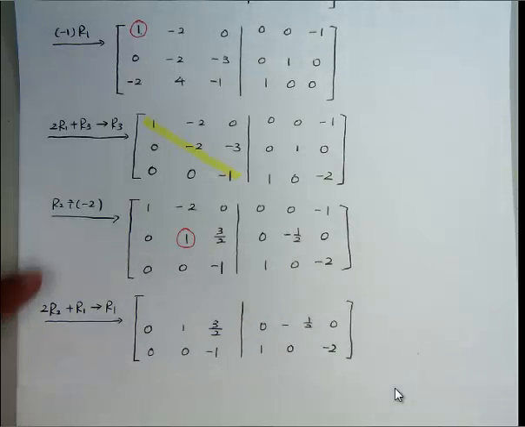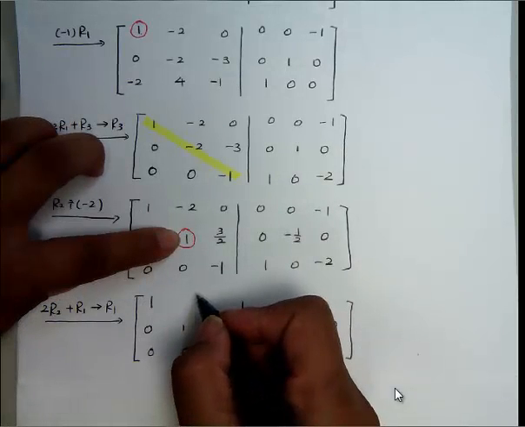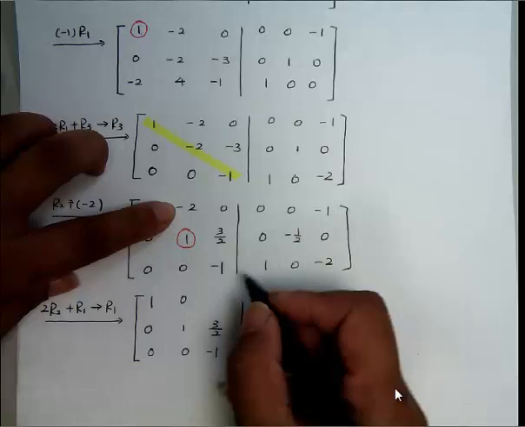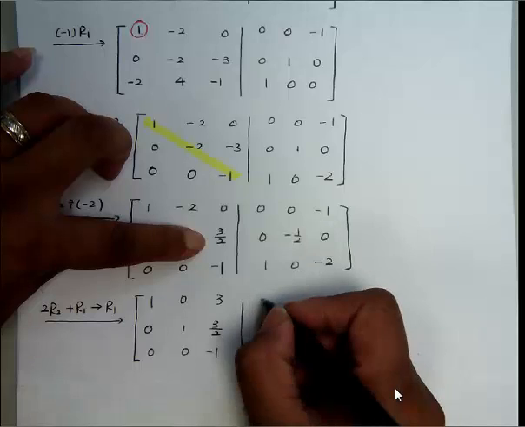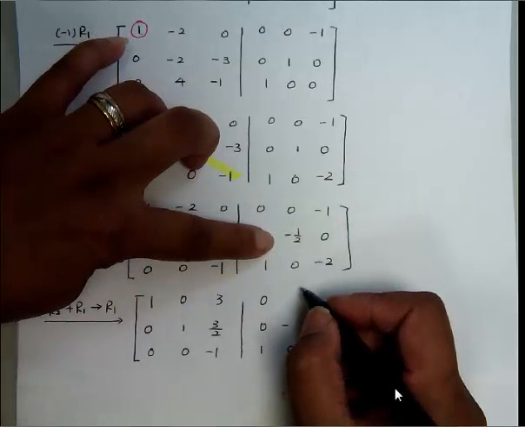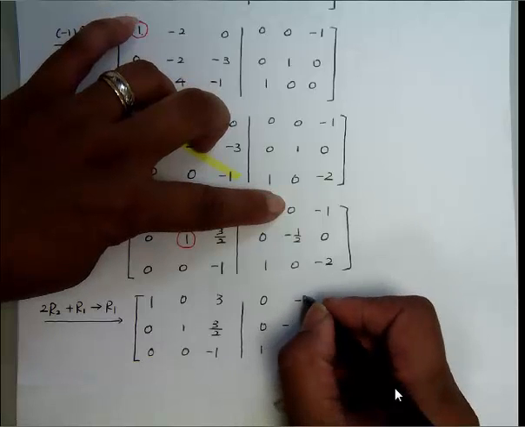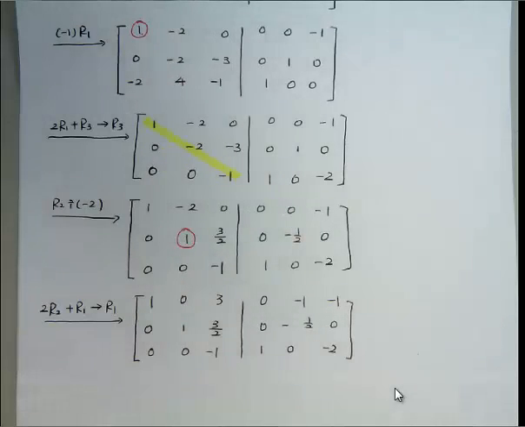Alright, so 2 times 0 is 0 plus 1, still 1. 2 times 1 is 2 plus negative 2 is 0. And 2 times 3/2, that is 3 plus 0 is 3. And this one is 0. 2 times negative 1/2, that is negative 1 plus 0, that's negative 1. And 2 times 0 is 0 plus negative 1, that will give us negative 1.